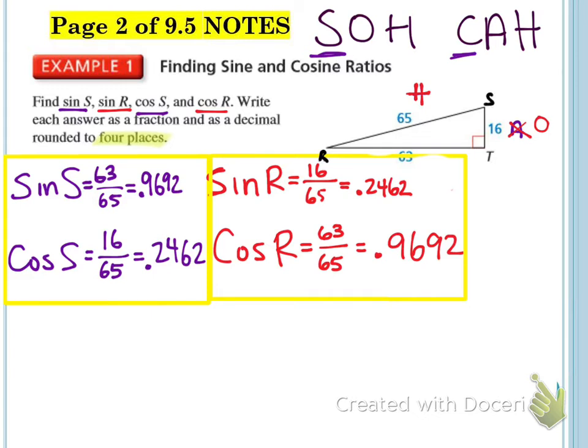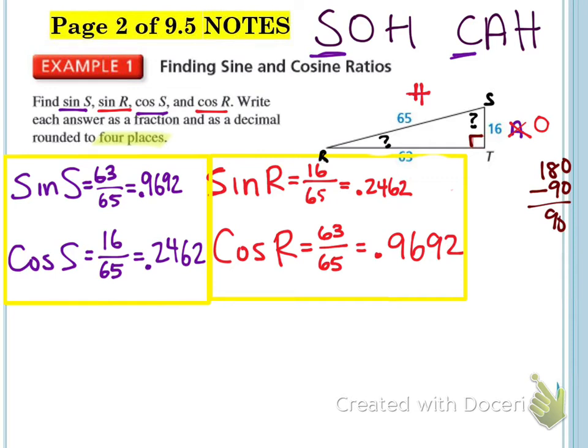So I'll show you why. How many degrees do R and S add up to? 90. And here's why, right? 180 in a triangle. There's already a 90-degree angle in it. Subtract 90. That means there's 90 left. What do we call two angles that add up to 90? Complementary. So these angles are complements of each other.